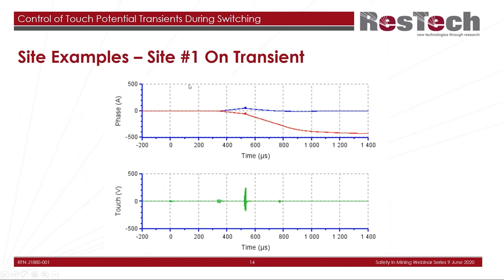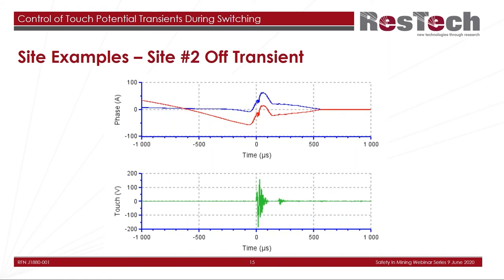Just to give you some idea of what these things might look like on a real system, I've got some site examples of different locations of what these currents and voltages might actually look like. Okay. So what we have here is basically a situation where we're measuring the phase currents and looking at the touch potential. Here only two of the phase currents are being measured, but we can see a similar sort of effect where we see the first one switching here, second one switching here, and the third one switching here. And as we go along, we get a larger transient, okay? And we get the same effect here where we have basically two currents being the same but opposite sides. And you can see the touch potential transients there.